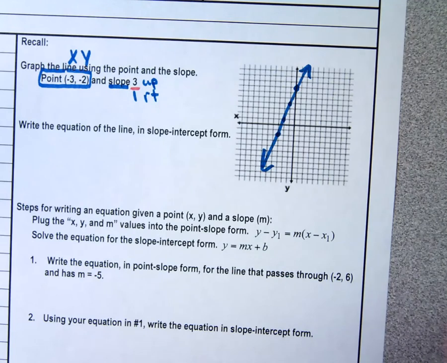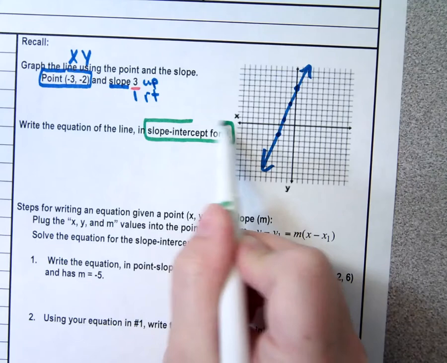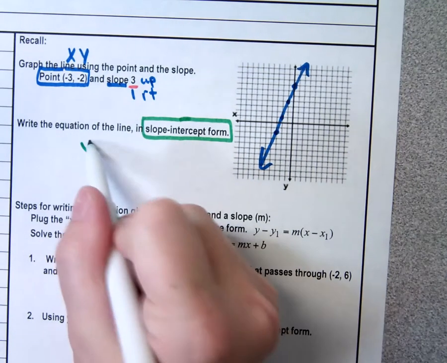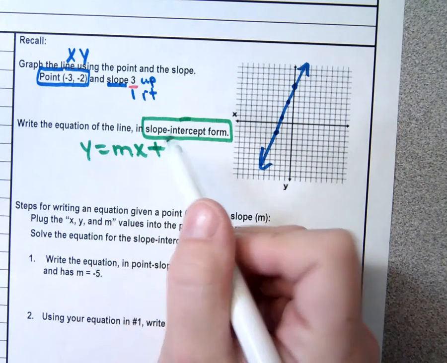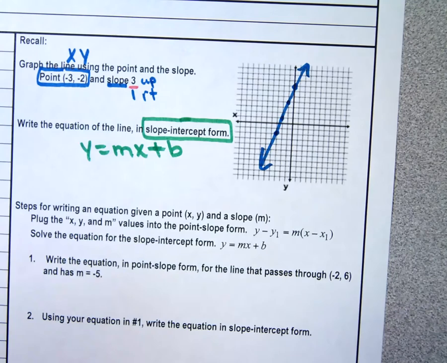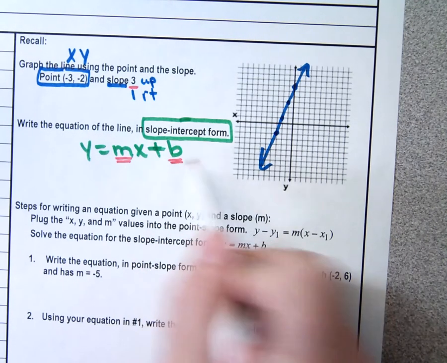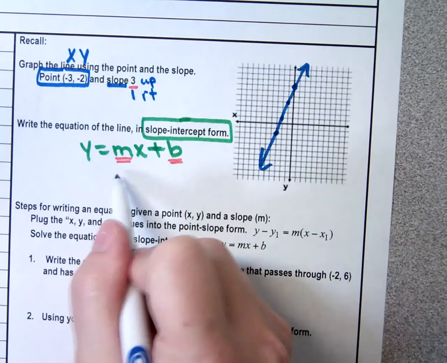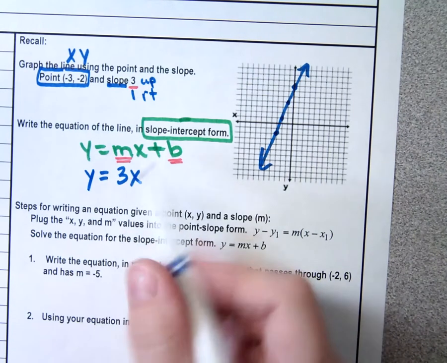Okay, the next part says, write the equation of the line in slope-intercept form. So what does slope-intercept form look like again? Y equals mx plus b. Okay, so I know in order to write an equation of this form, I only have to know two things, my slope and my y-intercept. So what did we say the slope was? We said the slope was 3, so I'm going to put a 3 where the m is. I recopy the x, the equals, and the y.